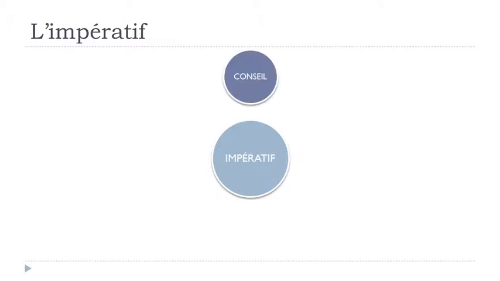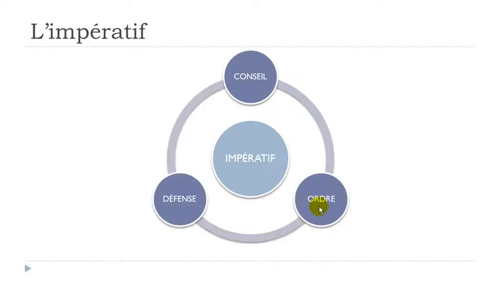The first one, le conseil. If you want to translate conseil, it would be advice. So if you want to give advice to someone, in most cases you will use this impératif form. Or if you want to give an order, normally that's the tense we use. And then la défense, so if you want to forbid something to someone, in that case you should use l'impératif. So conseil, ordre ou défense.